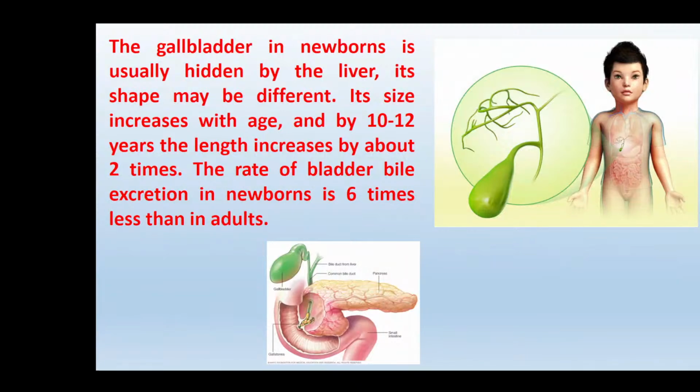The gallbladder of a newborn is usually hidden by the liver. Its shape may be different. Its size increases with age, and by 10-12 years old, it increases about 2 times. The rate of bile excretion from the bladder in a newborn is 6 times less than in an adult.